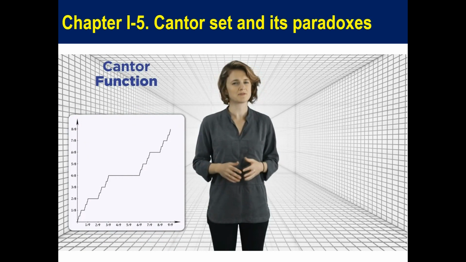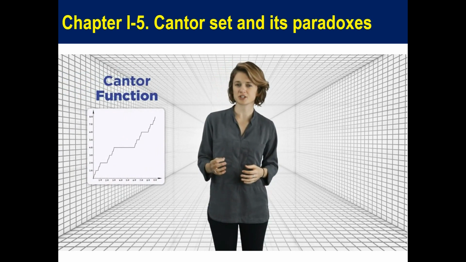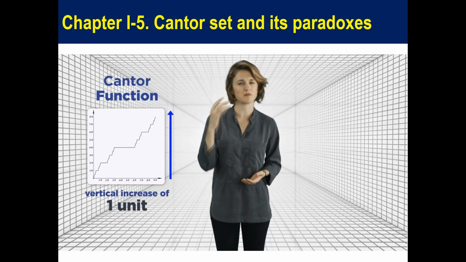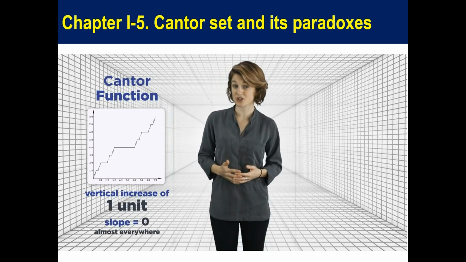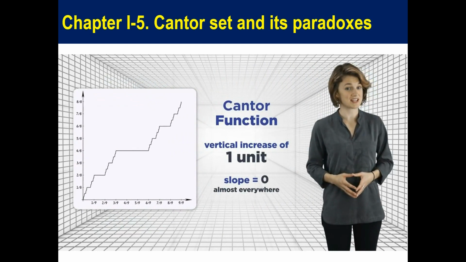Much like the Cantor set, many of the properties of the Cantor function seem in tension with each other. The Cantor function starts at 0 and ends at 1, so it has a vertical increase of 1 unit. But the function is flat, that is, it has 0 slope, at every point besides the points in the Cantor set. The Cantor set has 0 length, so all the points that are not in the Cantor set must have length 1. So, at almost every point, all the ones that are not in the Cantor set, the function is simply moving horizontally. It's making no vertical progress.